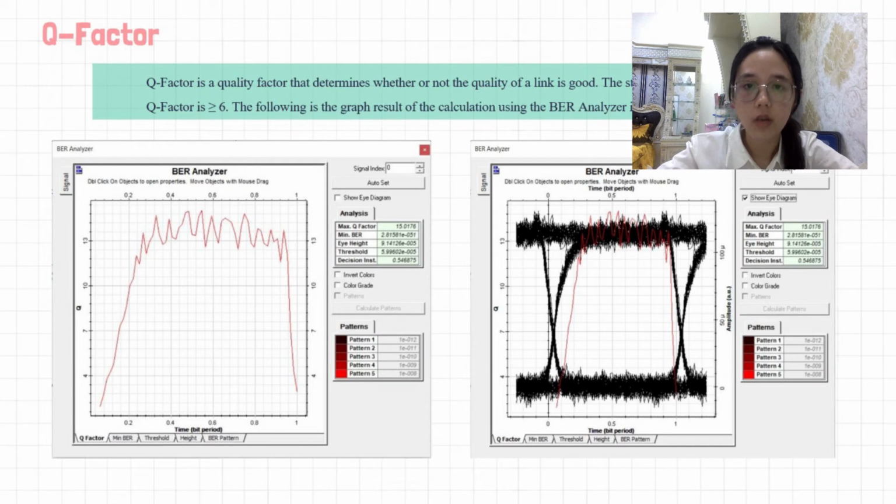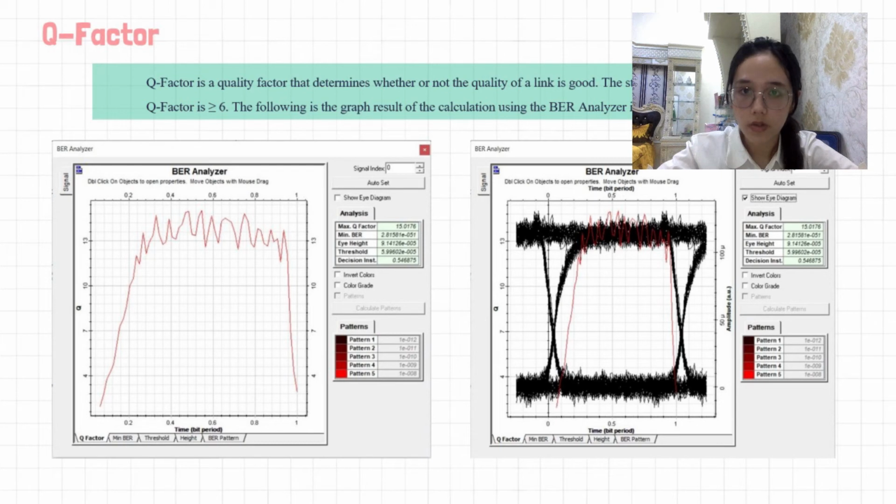The Q factor is a quality factor that determines whether the quality of a link is good or not. From the curve, we obtain a Q factor value of 15.0176. So it is proven that the network design results meet the set standard, which is greater than or equal to 6. Next, the eye diagram.